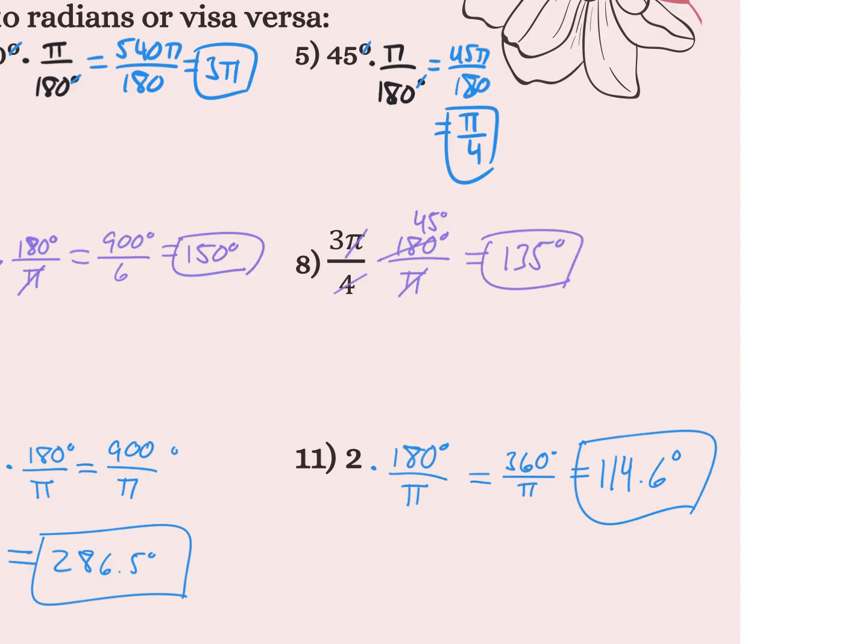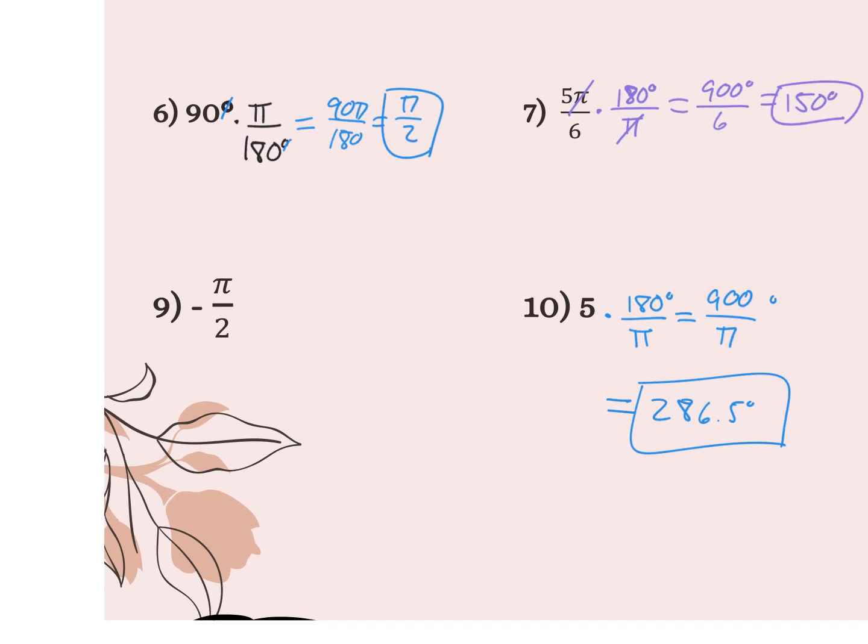All right. And then lastly, number 9, negative pi over 2. I just want to do the exact same thing, so times 180 degrees over pi. All right, and then pi and pi are going to cancel again. And then 180 divided by 2 is going to get you 90. So we get negative 90 degrees as our angle here.